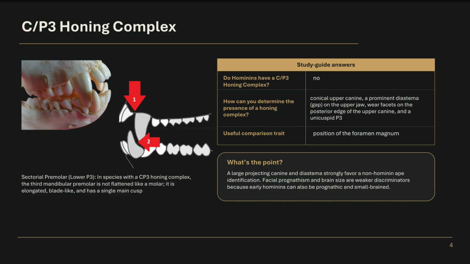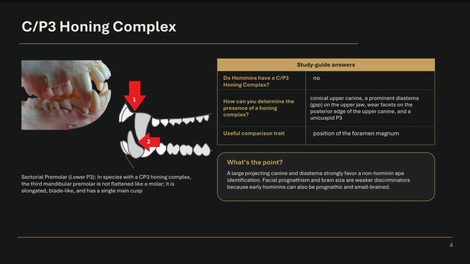A specimen with a large projecting canine, a clear diastema, and a sectorial lower third premolar strongly supports a non-hominin ape identification. A specimen with reduced canines and no functional honing complex is more consistent with hominin status. Facial projection and cranial capacity should not override this dental evidence. Early hominins may be prognathic and small-brained, so those traits cannot serve as decisive exclusions.